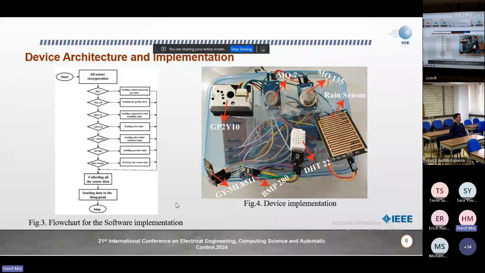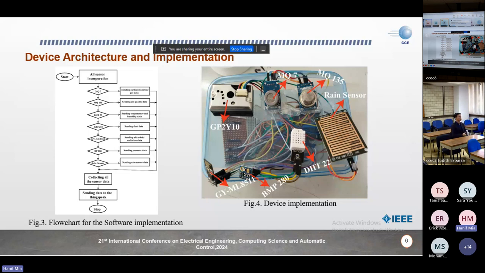Our device architecture and implementation are shown here. On the left side of this slide, we can see a flow chart of how the system works. In this system, various sensors, MQ7, MQ135, DHT22, BMP280, and a rain sensor, measure real-time weather parameters.